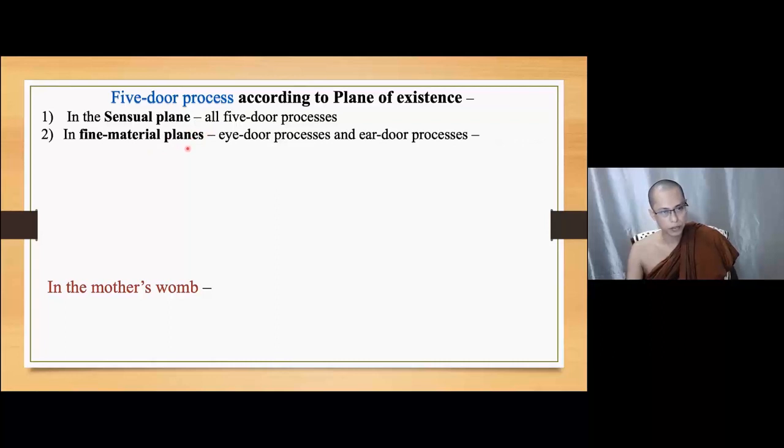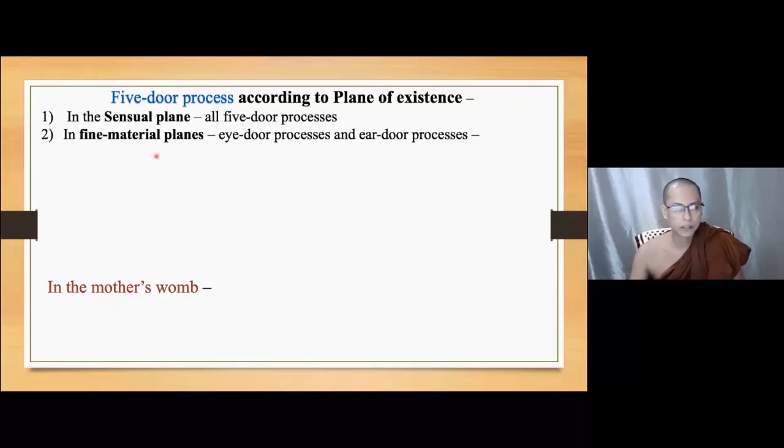Then for the fine material planes, what types can arise here? The eye door process and ear door process can arise among the five. The other three, nose door, tongue door, and body door processes, cannot arise in the fine material planes because these sense faculties are absent in the fine material planes. This refers to the 15 planes, except the asannasatta. In asannasatta, no cognitive process arises. So in the 15 fine material planes of existence, there can be the eye door process or ear door process because they have those sense sensitivities.